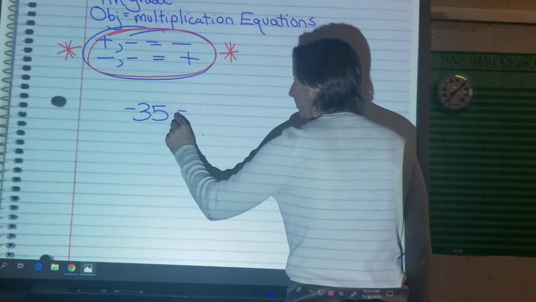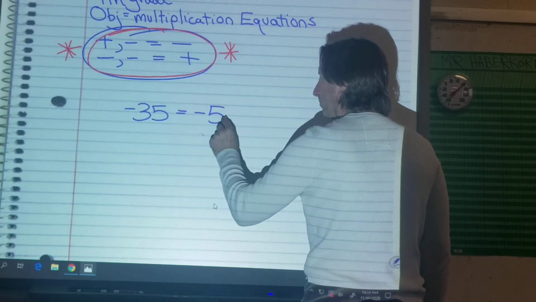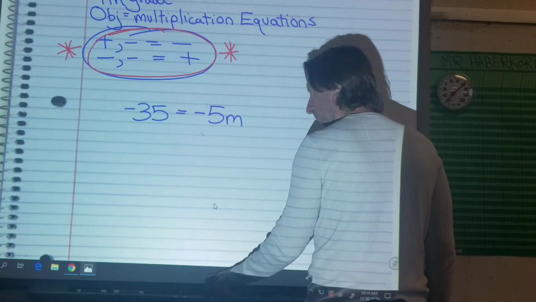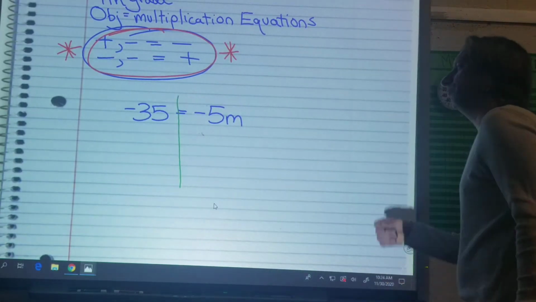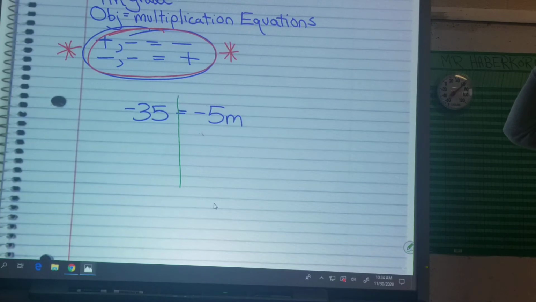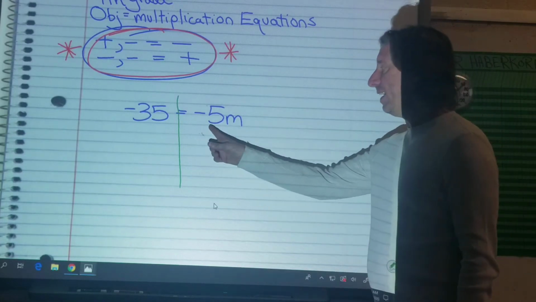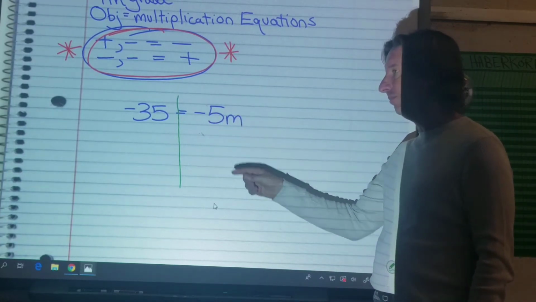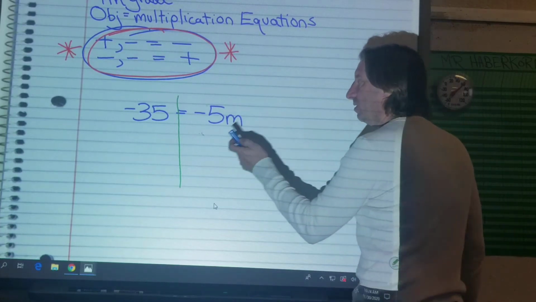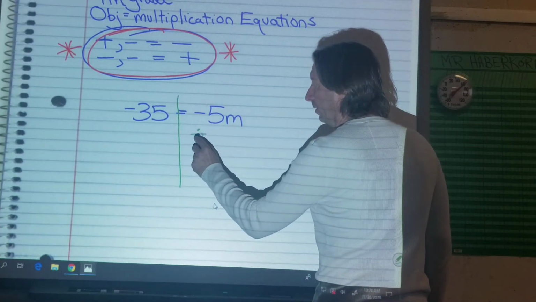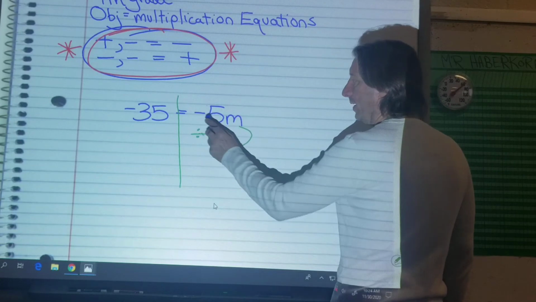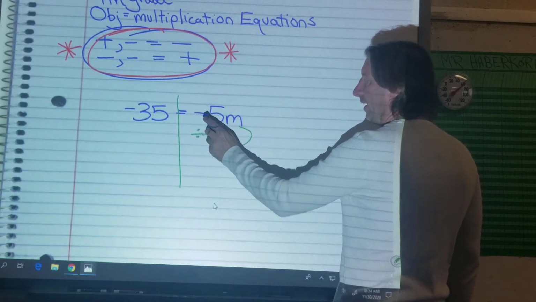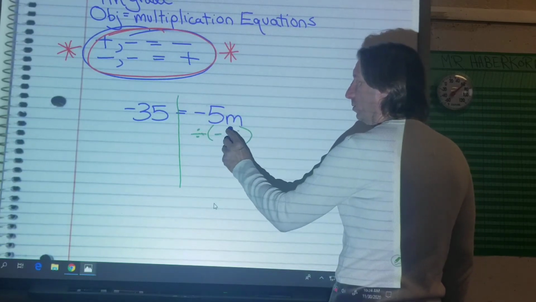Okay, this one's backwards. Negative 35 equals negative 5m. So we're going to want to add 5, but we don't, right? This is negative 5 times m. So the opposite of times is divide. Divide by what? What do we want to get rid of? Not just 5. We've got to get rid of that minus sign too. So divide by negative 5.